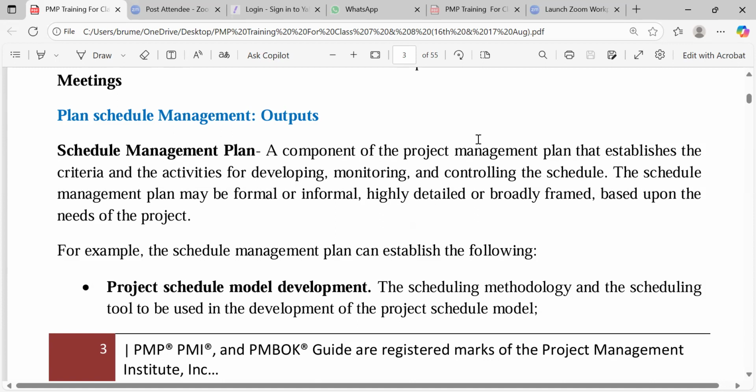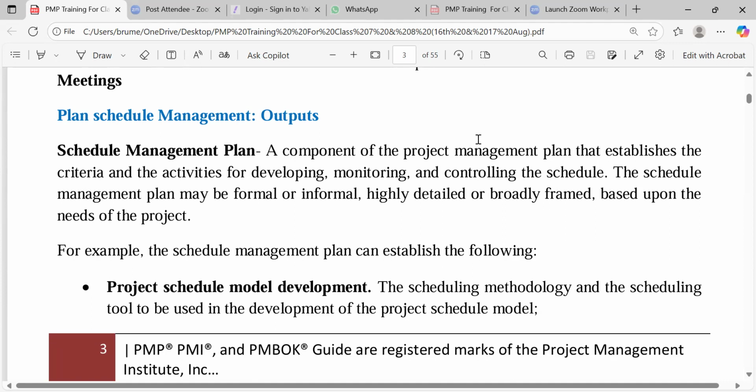So at the end of the day, we now have an output called the schedule management plan. Wow. A little celebration here. When I start dancing, now we have a guide. We have a guide. We have a leader that will see us through schedule management.